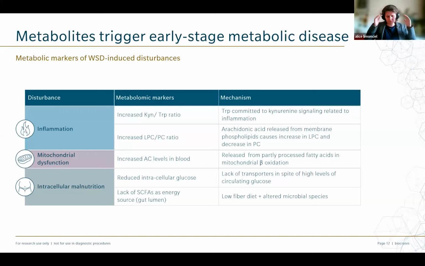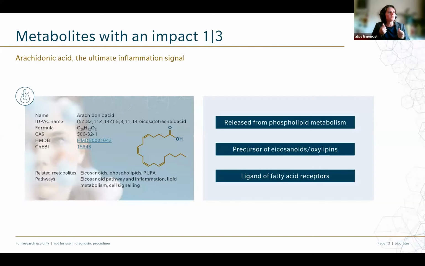So in the white paper, we go really in detail, globally and also for each disease, into which metabolites have been shown to change and what that could mean. So if you're interested in this, please refer to the white paper. I just want to show 3 quick examples to give you a taste a little bit.